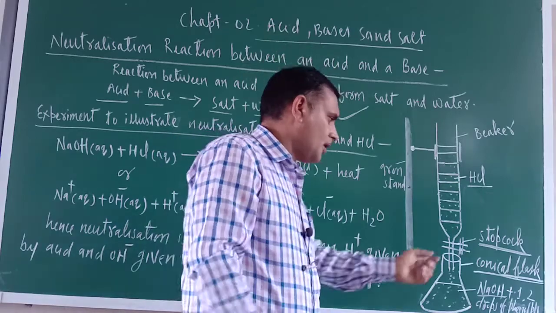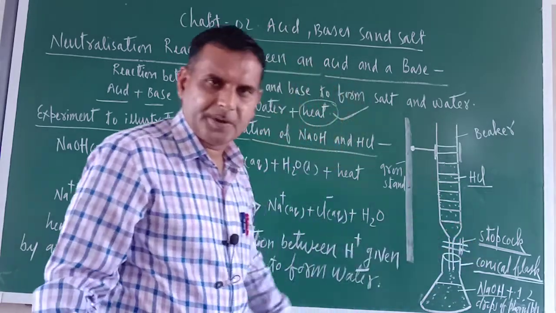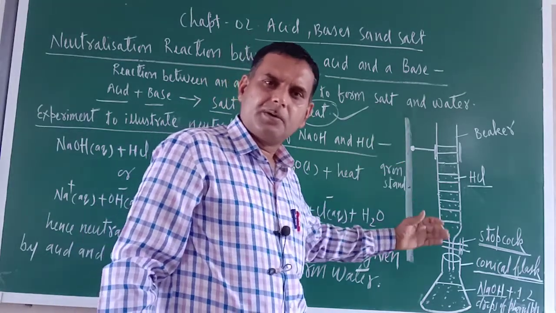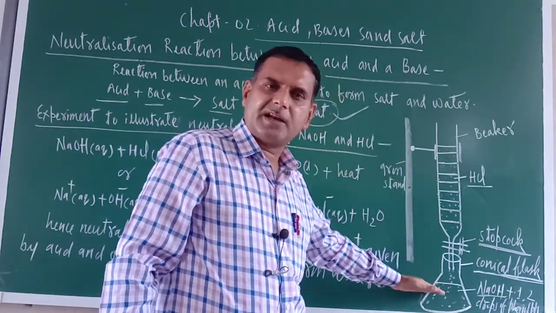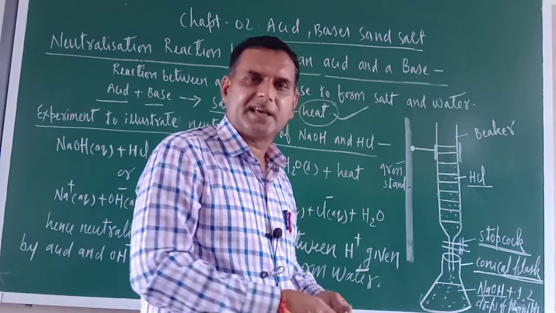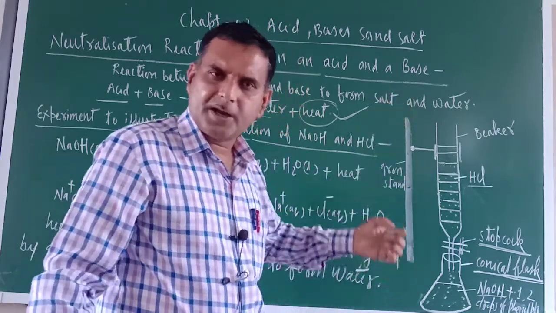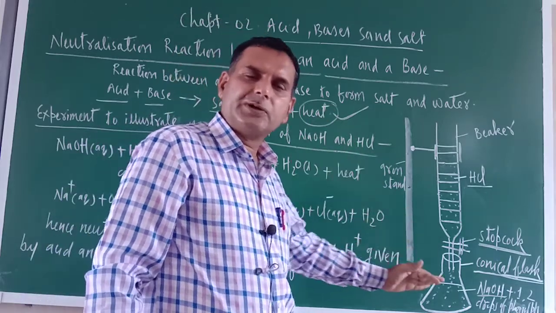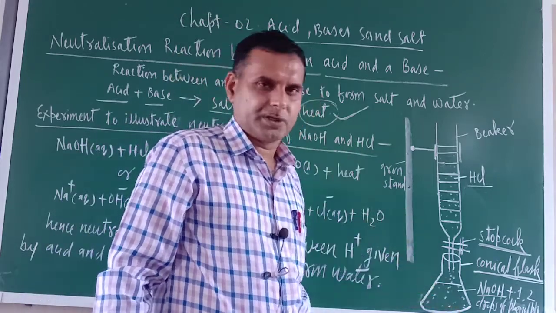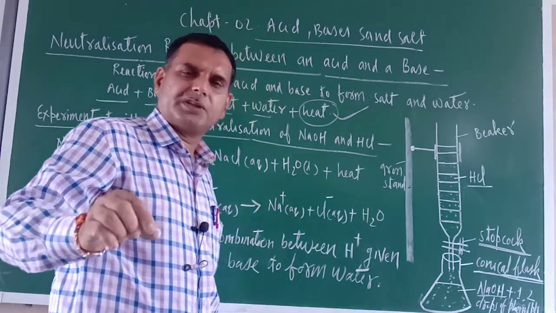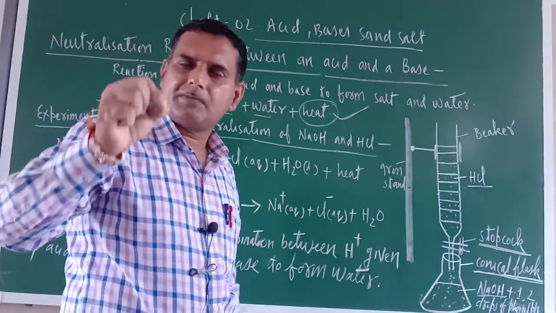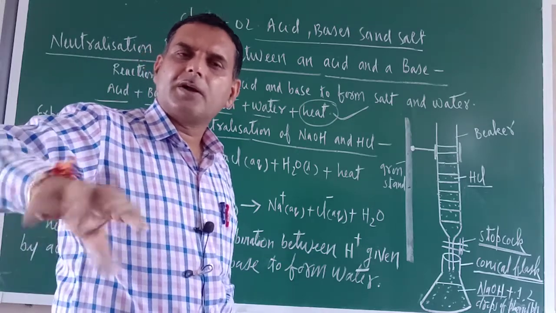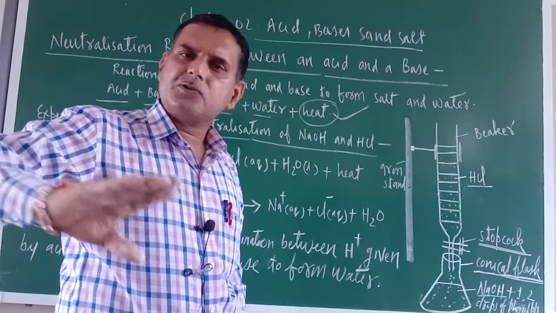Now just see, open the stopcock, and not all at a time, drop by drop you add it to the sodium hydroxide solution and keep on shaking it. So drop by drop HCl, that is hydrochloric acid, keep adding to NaOH solution. Initially, the moment one drop of HCl falls on the NaOH solution, the pink color will disappear. Now keep on doing so.